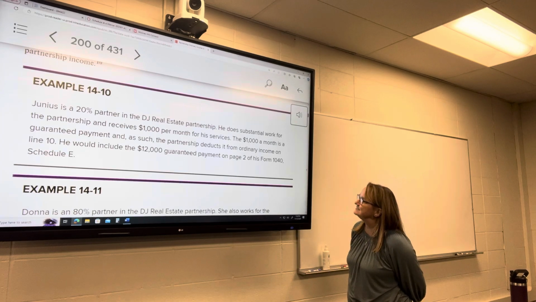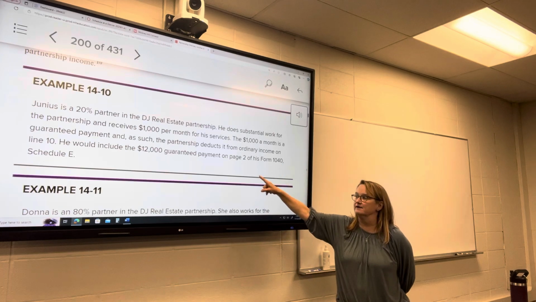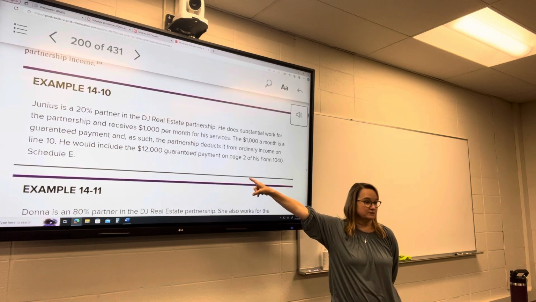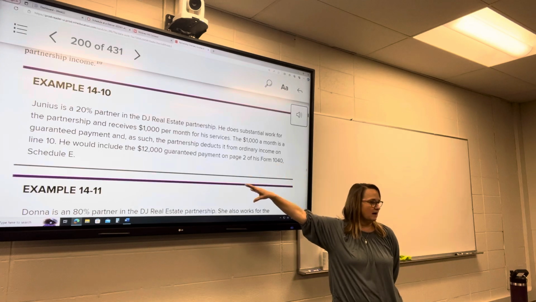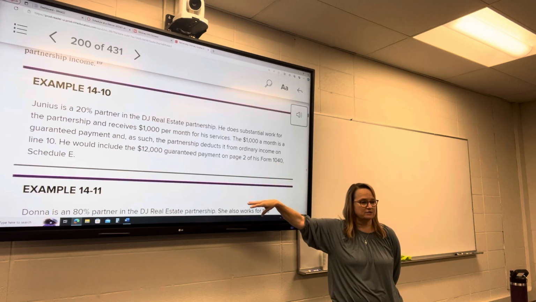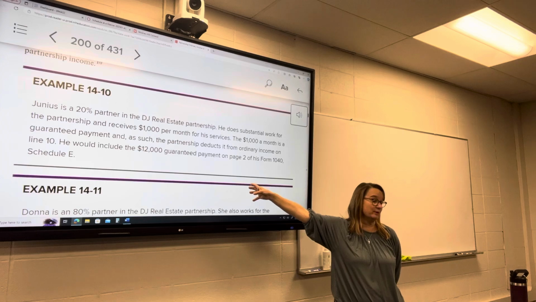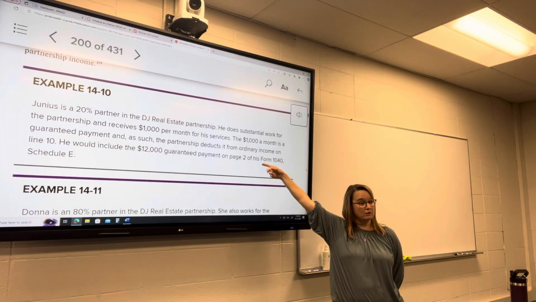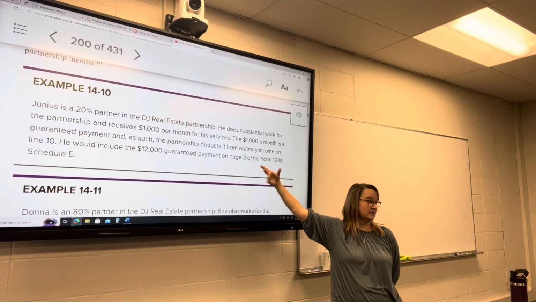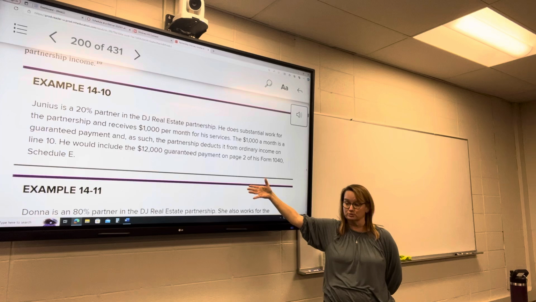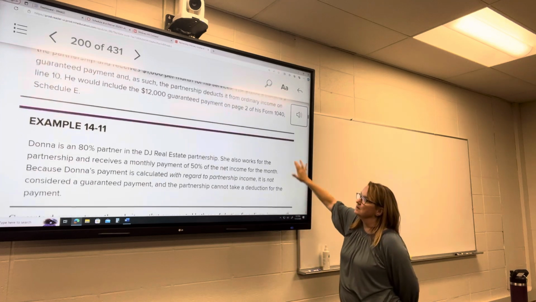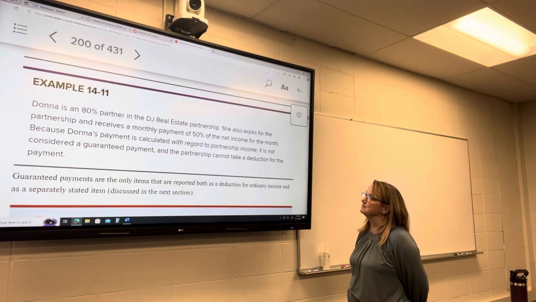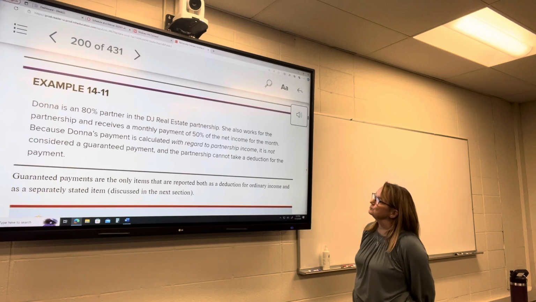The partnership can deduct it from their ordinary income, but Junius is going to have to include the $12,000 as income on his individual tax return, and it's going to be subject to self-employment tax, which, by the way, for partnerships, all of their ordinary income is also subject to self-employment tax, just like ordinary income from a Schedule C business. So we've got Donna, an 80% partner in a real estate partnership.